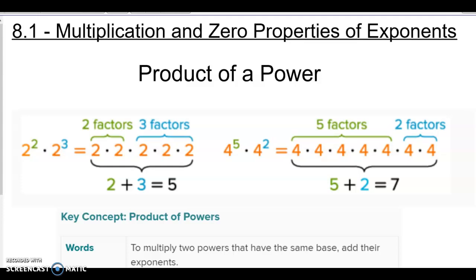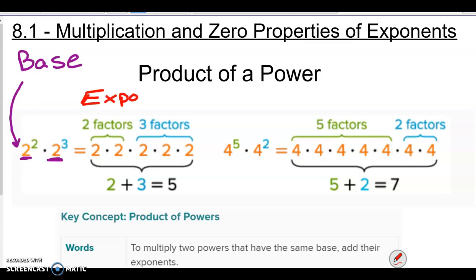When we're dealing with a power, first of all, you've got your base. The base is the number that is being multiplied X amount of times. So your base number is that number with the exponent on top of it. And then the exponent is obviously that little number up top. So you've got your exponent, you've got your base.